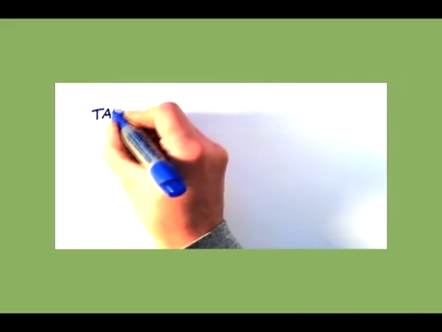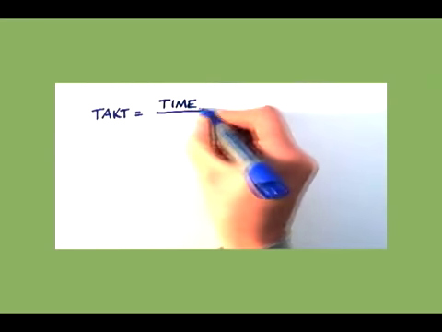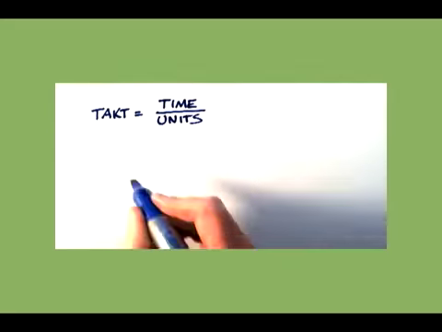Currently, the company has 1 customer that regularly orders 36,000 units a month. If the company ran a 7.5-hour shift per day, what would the takt time be? Let's review the takt calculation again.